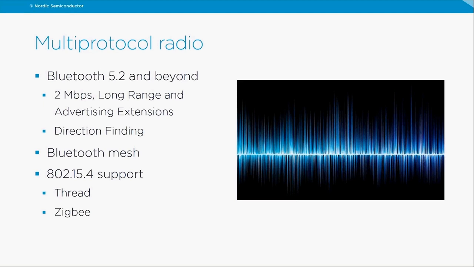So it of course supports all the Bluetooth features that were introduced in Bluetooth 5: the high-speed 2 megabit per second, long range and advertising extensions, and also direction finding, angle of arrival, angle of departure, and all roles in these setups. It supports Bluetooth Mesh and also supports Thread and Zigbee using the 802.15.4 protocol.